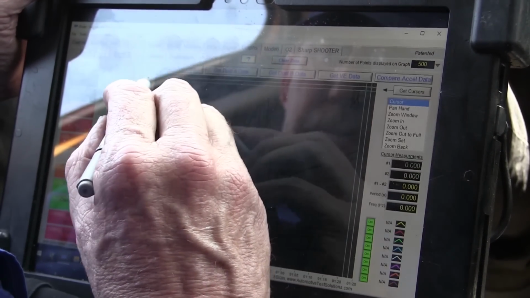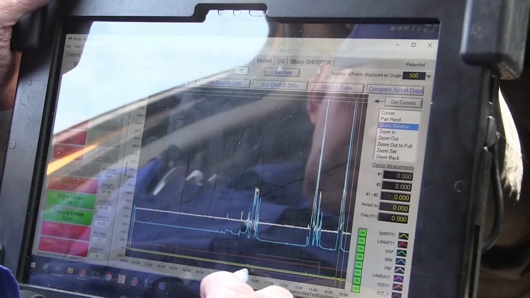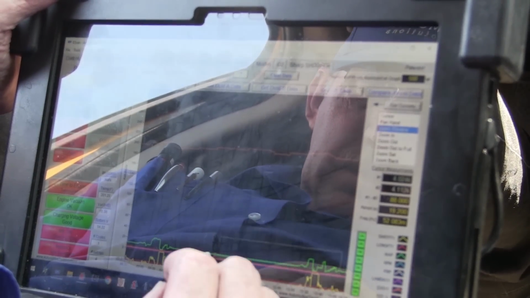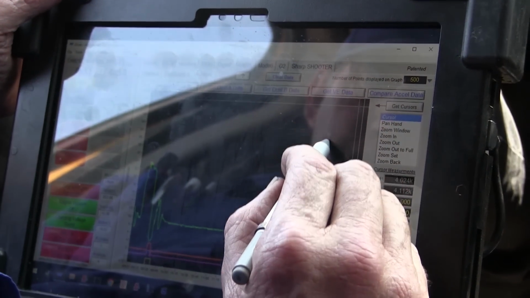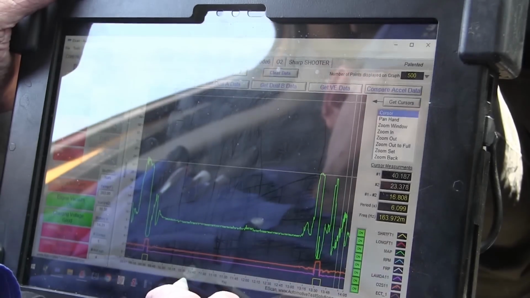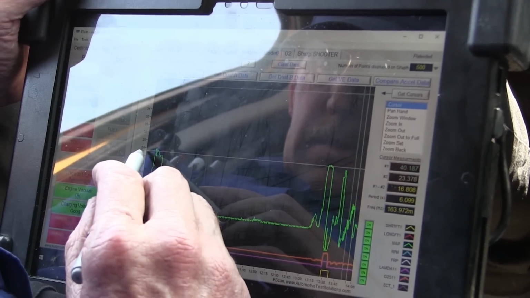So here I'm recording the pressure over here. Let's move this to measure and zoom in on this. Now the green is our pressure here. Let's get a cursor.